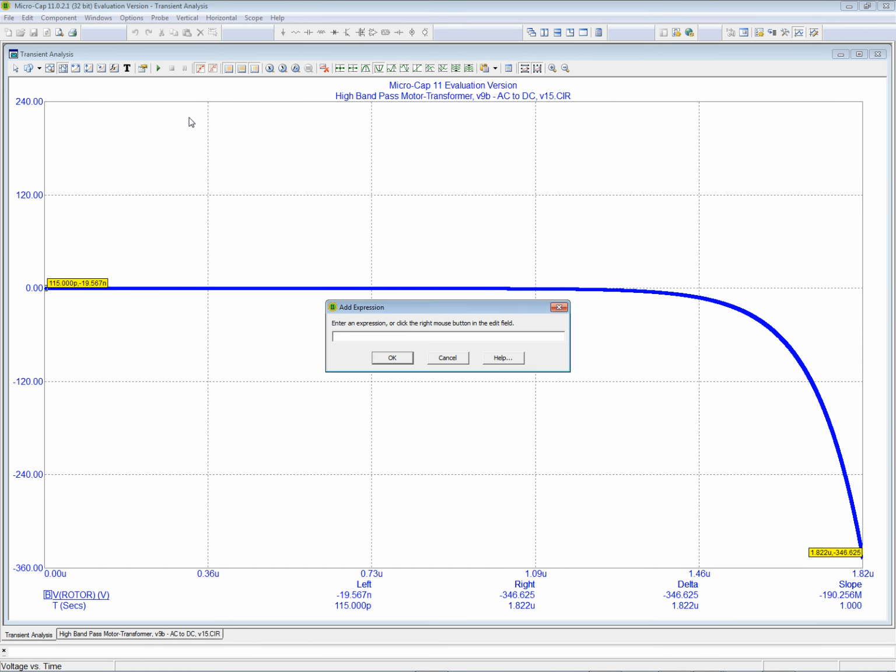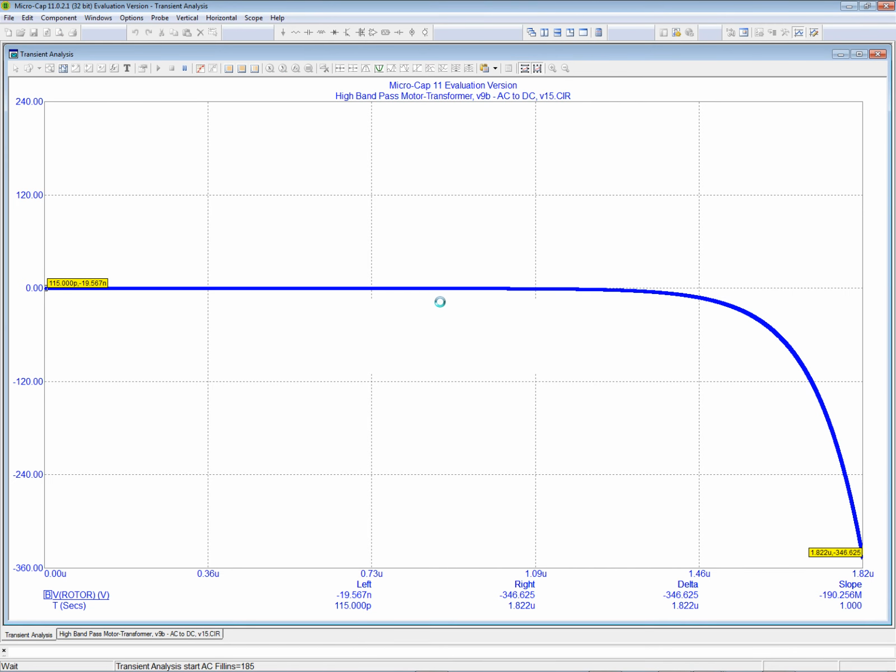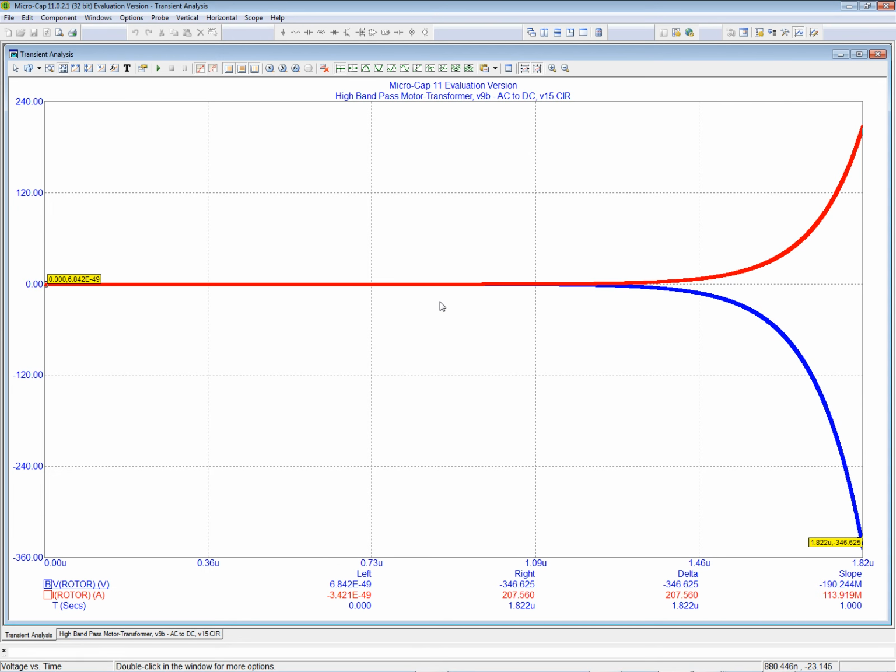So we add in the current. Oh, it may not do it, as I recall. Yeah, it's going to screw up. Okay. Whoopsie. Oh no, I didn't screw up. Okay, so we go get the amps. 207.5. So there you go. So I got a perfect match here. So that's what you do. How about that?